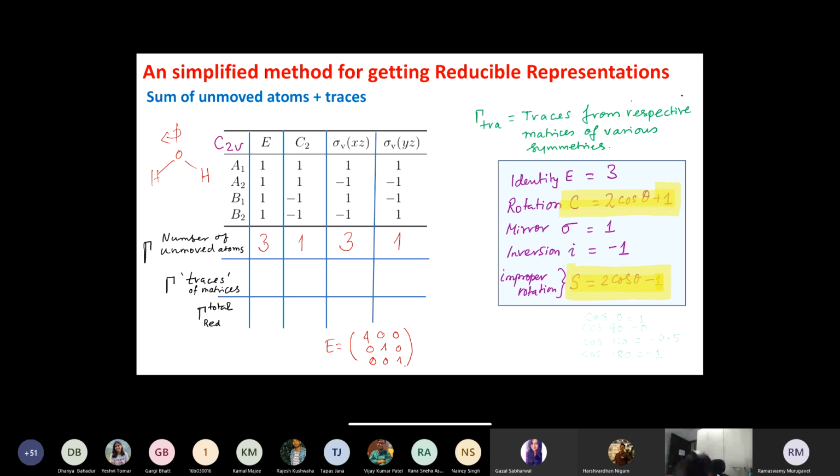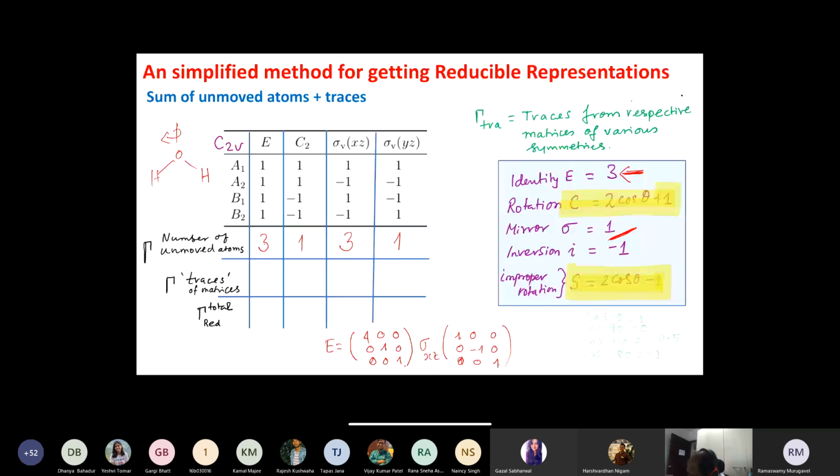So 1 plus 1 plus 1 is 3. Okay, so the trace for the identity matrix is always 3. And for a mirror plane, let's say sigma with X, Y, Z, it will be 1 0 0, 0 minus 1 0, 0 0 1, because X and Z are plus 1 and Y is minus 1. So the sum is 2 minus 1, which is 1.